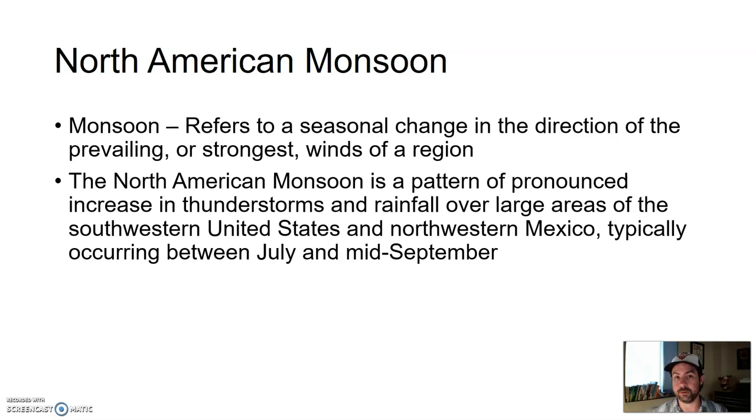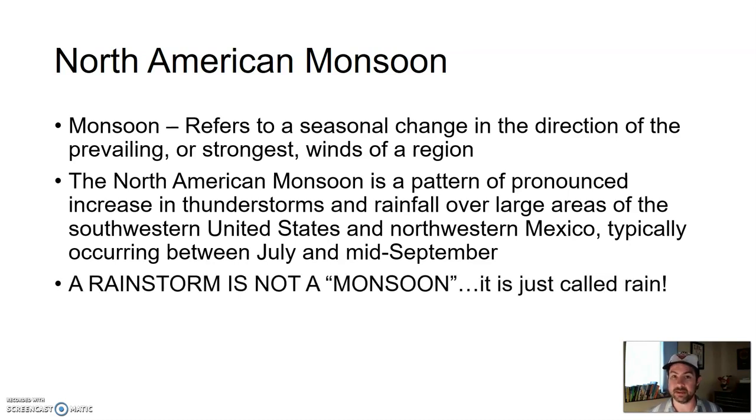It is a pattern of a pronounced increase in thunderstorms and rainfall over a large area of the southwestern U.S. and northwestern Mexico, typically occurring between July and September. The monsoon doesn't happen anywhere else in the U.S., just in the Southwest. Now, it can still rain here and it's not a monsoon, because a rainstorm is not a monsoon. I can't say that enough.